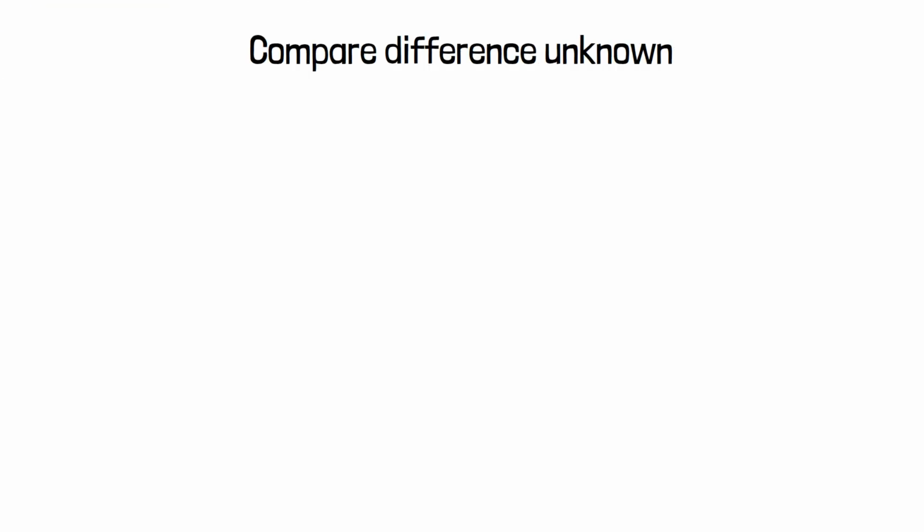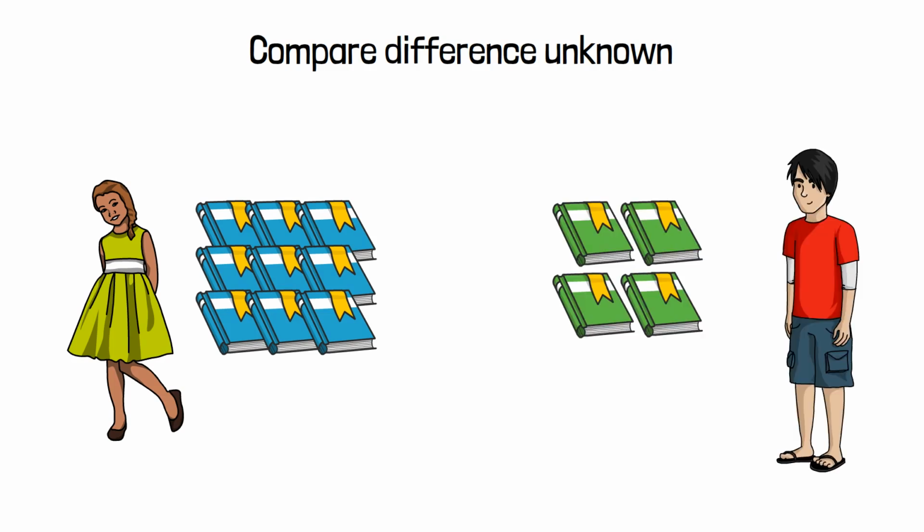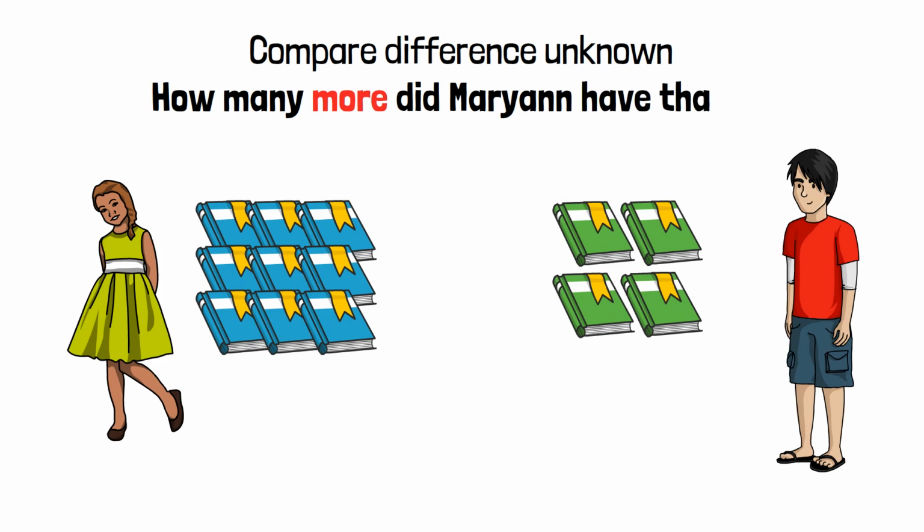Another common structure is the compare difference unknown, such as: Marianne had 9 library books and Jim had 4. How many more did Marianne have than Jim? This problem type helps students develop skills in comparison and understanding differences, which are essential for both subtraction and more advanced concepts like ratio and proportion.